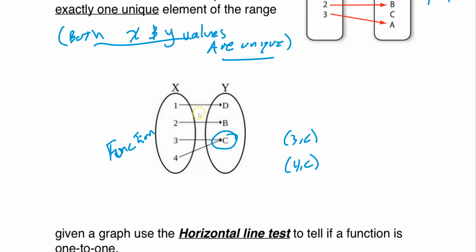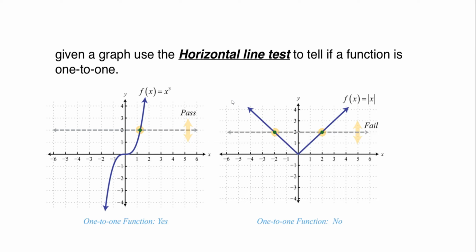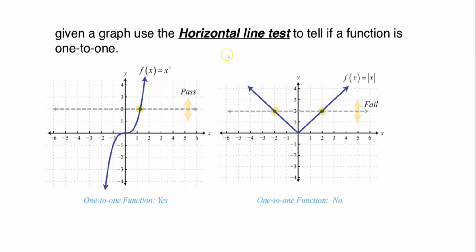If I give you a graph, how do you tell if it's a one-to-one function? Well, you can do what's called a horizontal line test. If something passes both a vertical line test and a horizontal line test, then it's a one-to-one function. So like right here, you draw a line. You only hit it once. Exact same rule as a vertical line test, right? You only hit it once. And then it's a one-to-one function.